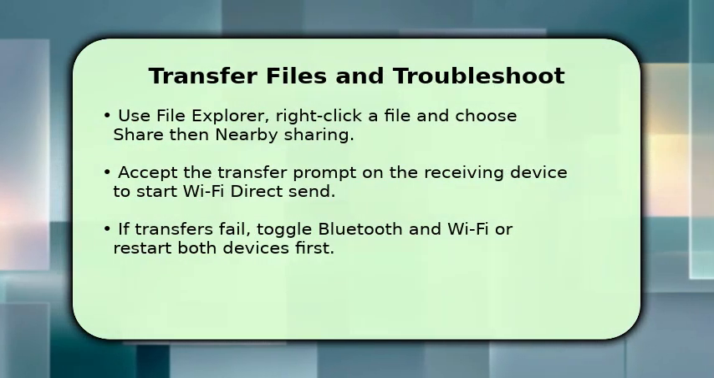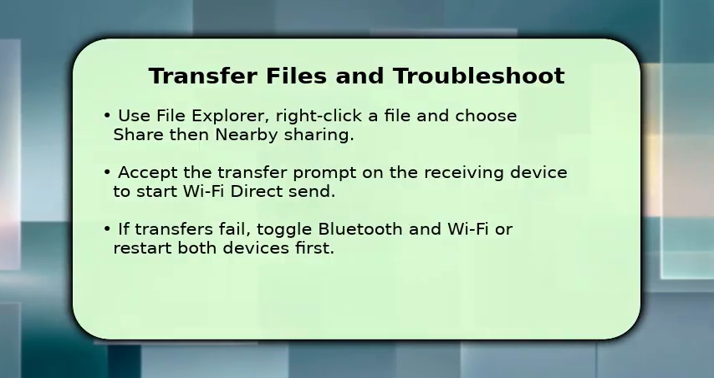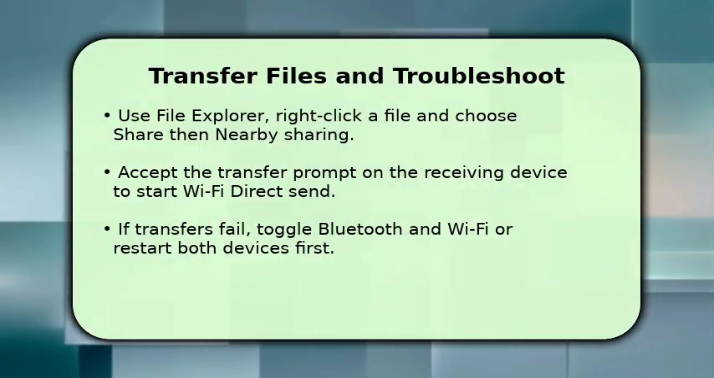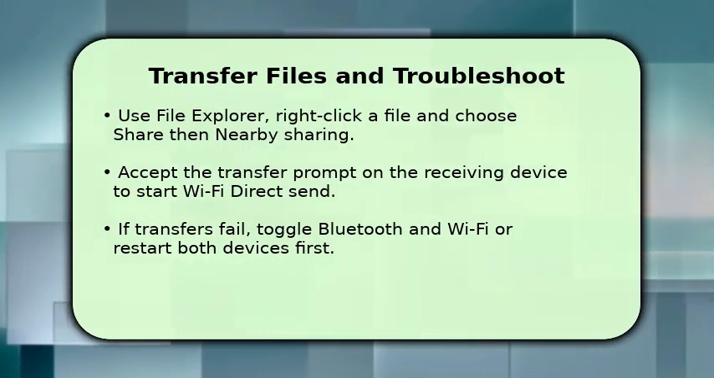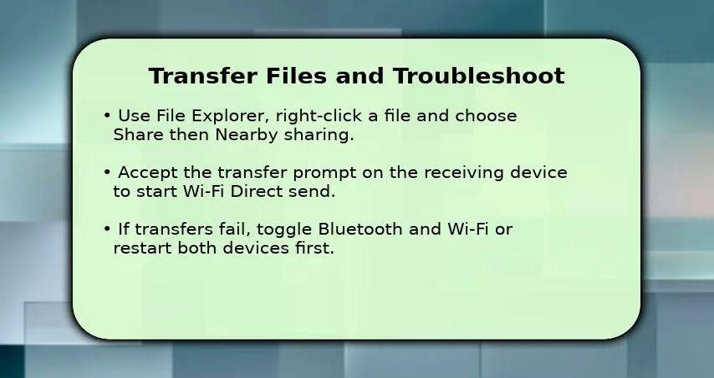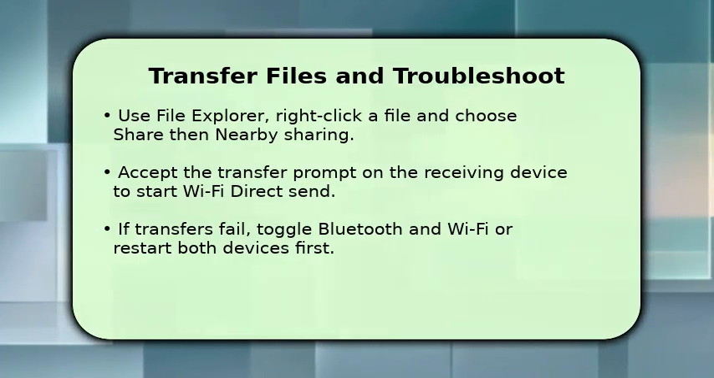To send, open File Explorer, right-click a file and choose Share, then Nearby Sharing. Select the target device from the list and wait for the receiving device to accept. Accept the transfer prompt on the receiving device to start the Wi-Fi direct send immediately.